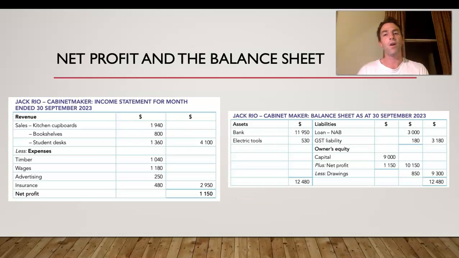If we think about our old friend Jack Rio, you can see that we did make a profit of $1,150, and this gets transferred into our owner's equity section of our balance sheet on the right. So the business was worth $9,000 to balance the balance sheet under capital, and then we write plus net profit for $1,150, and then less the drawings. The business is now worth $9,300 to Jack Rio. And this $9,300 results in the balancing of the balance sheet.